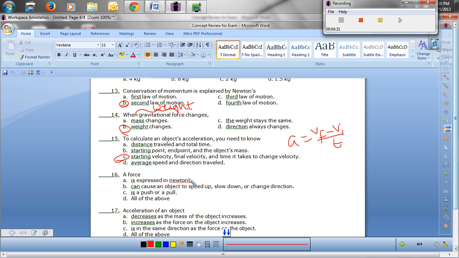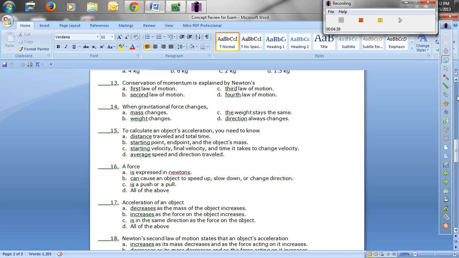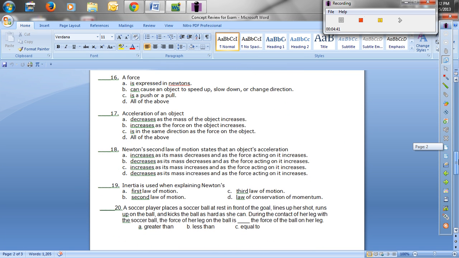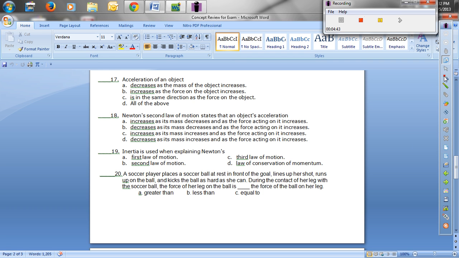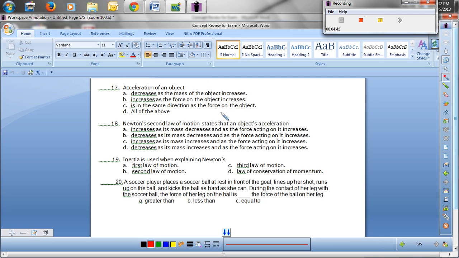A force, expressed in newtons, can cause an object to speed up, slow down, or change direction. It is a push or a pull, so it's all of those. Acceleration of an object decreases as the mass increases, increases as the force increases, and is in the same direction as the force. All of those.